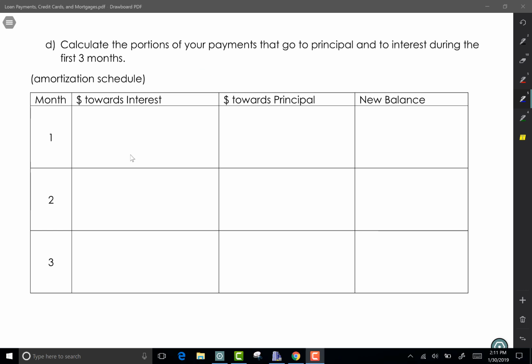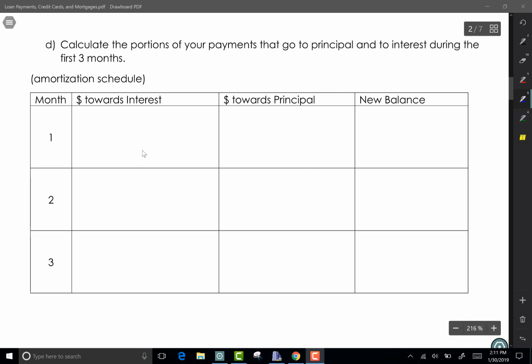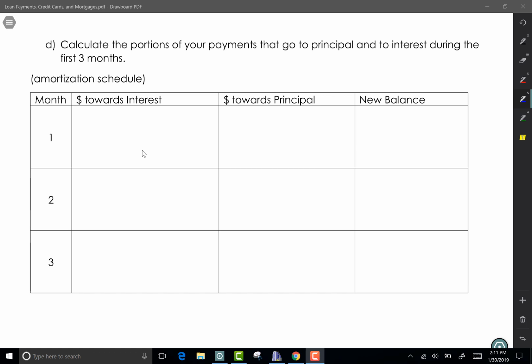Okay, in the last part of this problem, we're going to create what's called an amortization schedule. And this is basically a way to break down your monthly payment to see how much goes towards the principal and how much goes towards the interest. So that way, whatever goes towards the principal can be subtracted off and we can figure out what our new balance is. And what we're going to do is we're going to do this for the first 3 months.